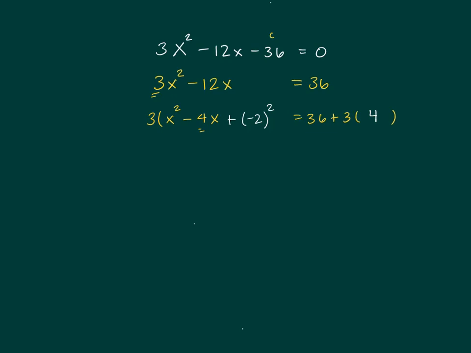Except what you really did right now, and we're just going to show it a little bit on the side, you didn't actually add 4 to both sides. If I square this entire part out, and I have x squared minus 4x plus 4, remember there's a 3 out front. So what you really added was 12, which is why you need to account for the 3 here.